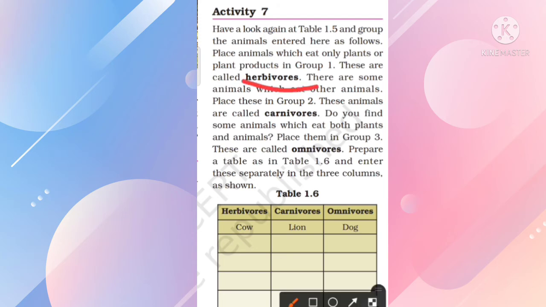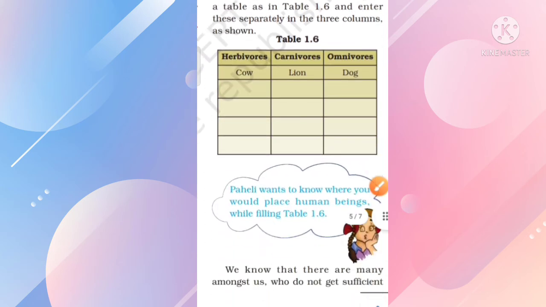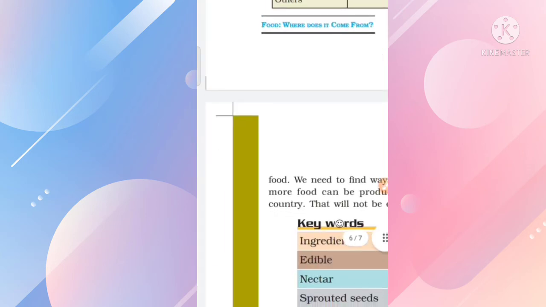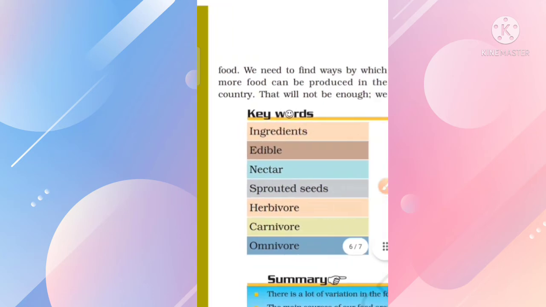See, there are 3 types of animals on the basis of their food, or what they are eating. These are called herbivores. They eat only plants or plant products. Carnivores are animals who only eat flesh, and omnivores eat both flesh and plants. Okay, so Paheli wants to know where you would place human beings. Human beings are omnivorous because human beings eat flesh and vegetables also.